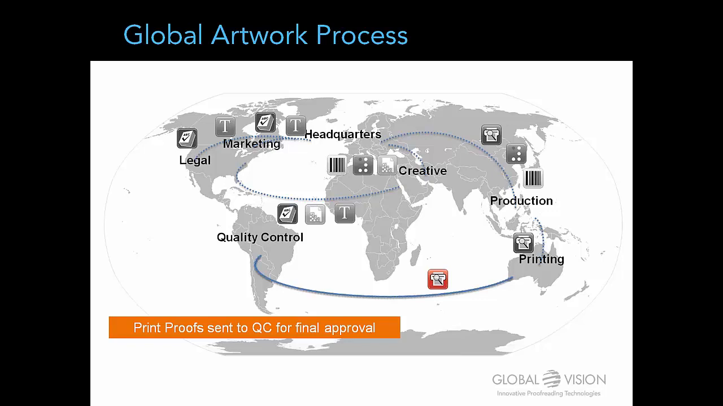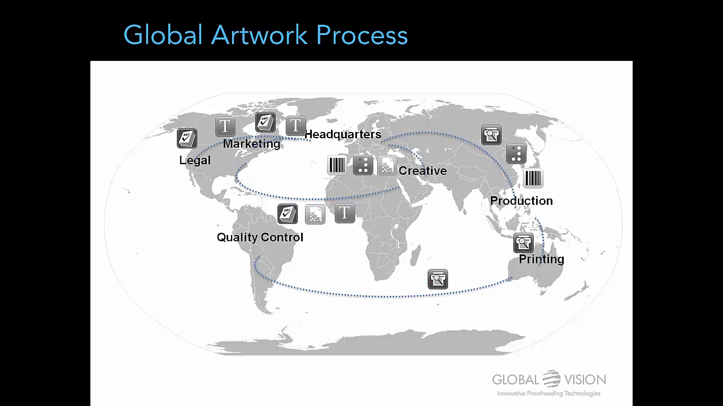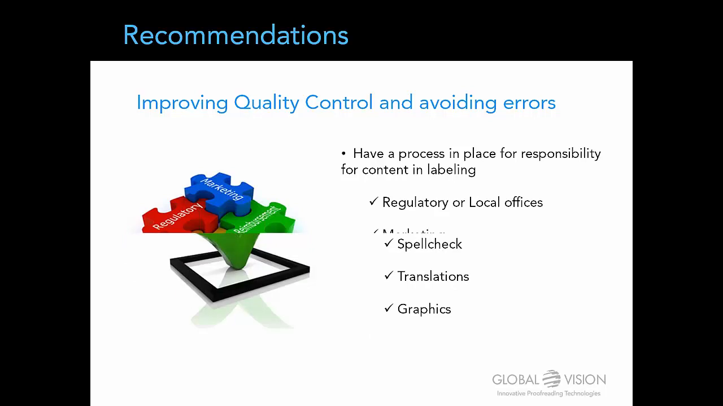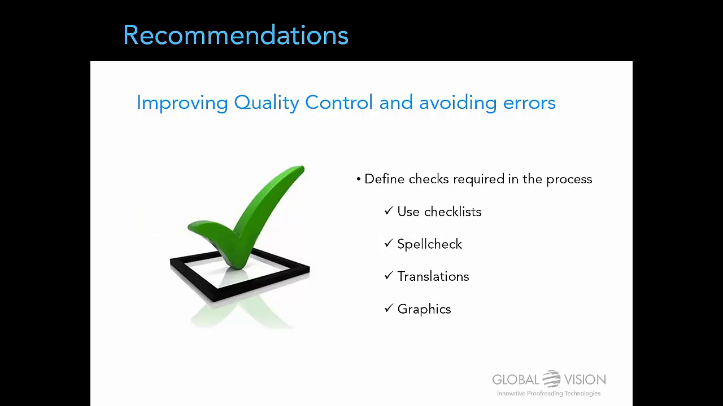You have to print, and once you print, you have to QC that final print to make sure that it matches the original concept that you have for your label. So this is a very complex process, and there's a lot of room to make errors. Definitely there are recommendations that you can make on how you can improve the process, and how we can improve quality control for your labeling process.